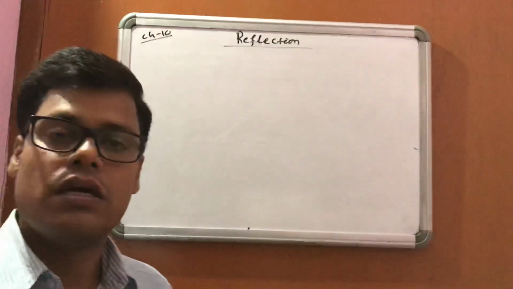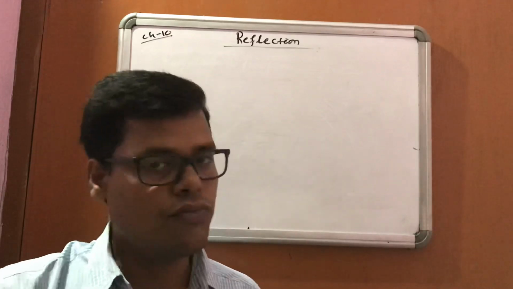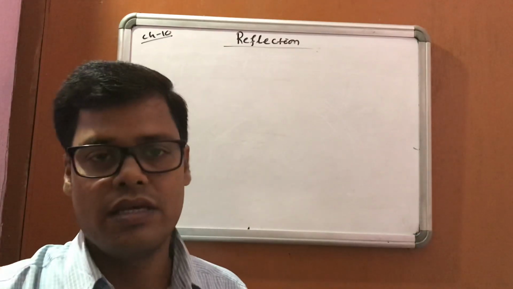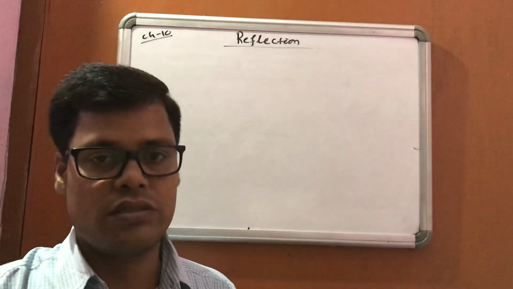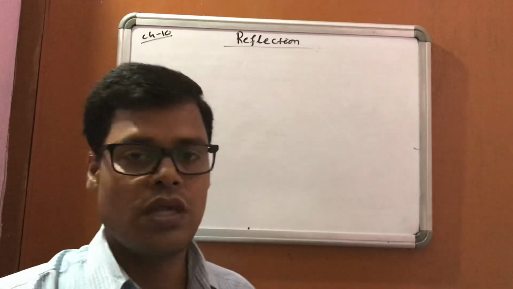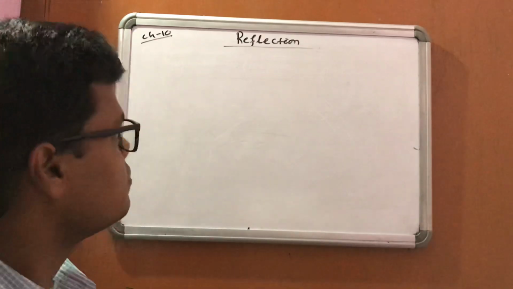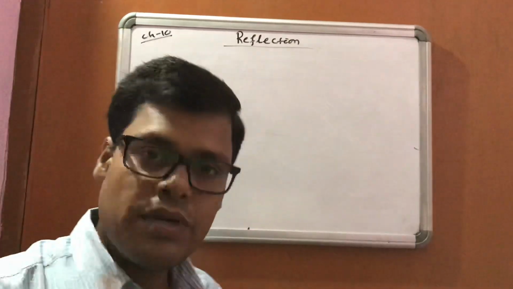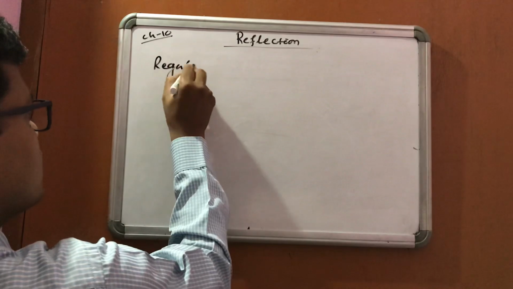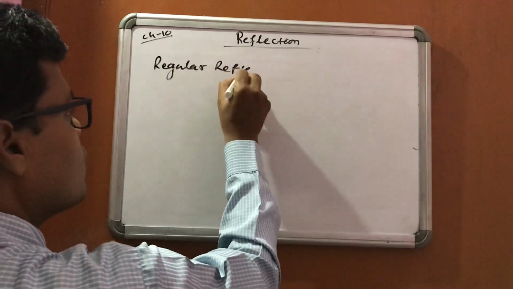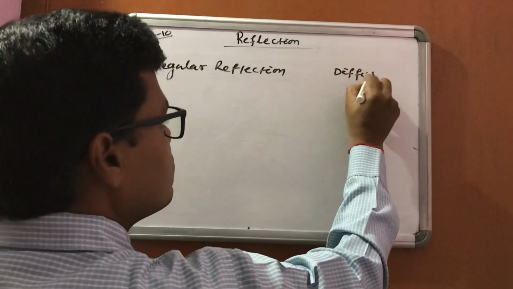Just like when a ball is dropped on the floor, it bounces back, similarly, when a light ray is incident on a plain polished surface, it also bounces back. This phenomenon is known as reflection. There are two types of reflection. One is regular reflection. Another is diffuse reflection.